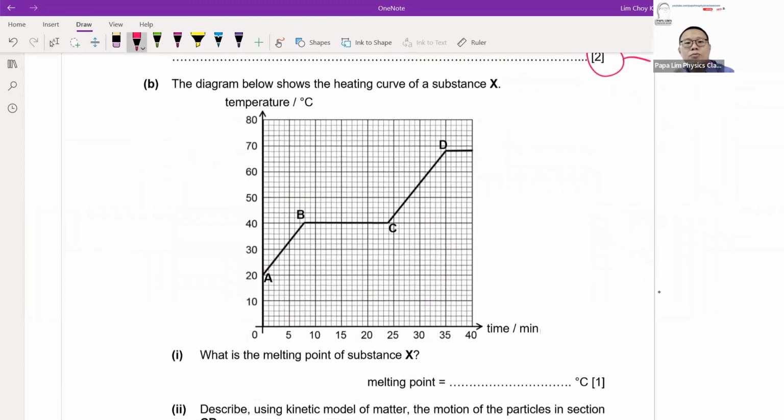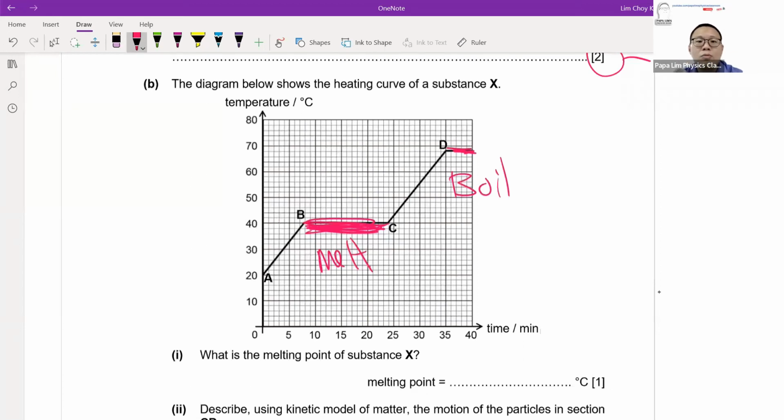So when you have a 2-step process, this section, the first horizontal line you're looking at will be what we call the melting phase. The first phase before it is the heating phase. Then the second horizontal line that you see belongs to the boiling phase.